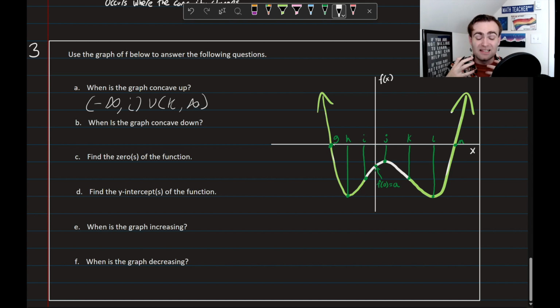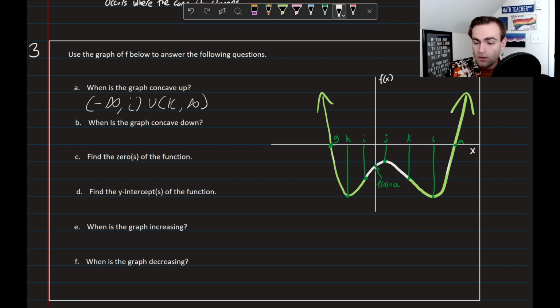Now this notation is a little bit weird. It's called interval notation. If you've used it before, awesome, you can kind of skip this part. If you haven't used it before, basically it's a way to describe a continuous interval of numbers from a start value to an end value. So in this case, we're saying we want all of the numbers from negative infinity to whatever i is. The U stands for union. It's kind of like or, we want all of the values from k onwards and upwards to infinity.